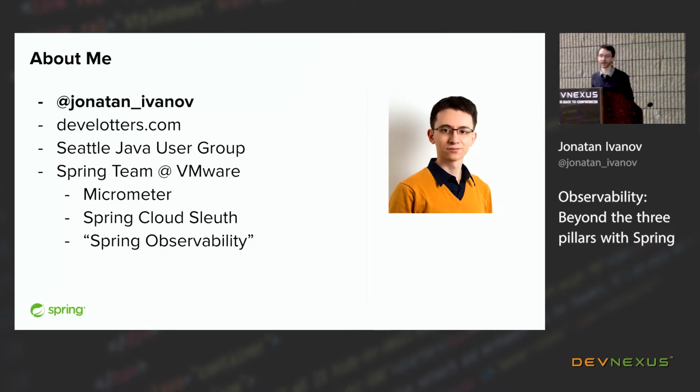I'm Jonathan. I work in the Spring engineering team. I work mostly on Micrometer, also on Spring Cloud Sleuth. I will talk about those later. And also I work on a thing called Spring Observability. Other than this, I am one of the leaders of the Seattle Java user group. You can find my Twitter handle, and you can read my blog.